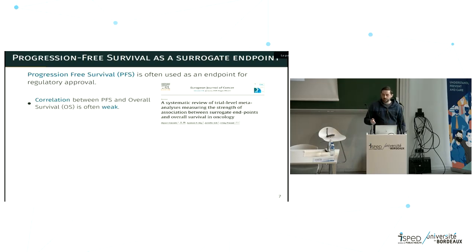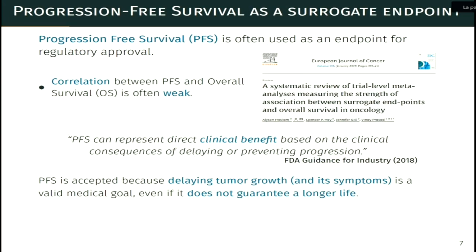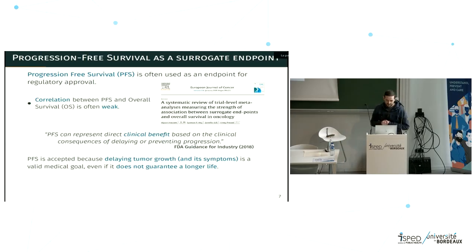So why is it used? FDA gives us an answer in some guidance for industry paper. They say PFS, progression-free survival, can represent a direct clinical benefit, not survival, clinical benefit, based on the clinical consequences of delaying or preventing progression. So PFS is accepted because delaying tumor growth and the associated symptoms is a valid medical goal. And even if it does not guarantee a longer life, you still die at the same time, but you have some sort of better quality of life. You have smaller tumors, and tumors are associated to symptoms. So they say it's fine, it's still valid, and it's still useful to approve treatment based on this endpoint.